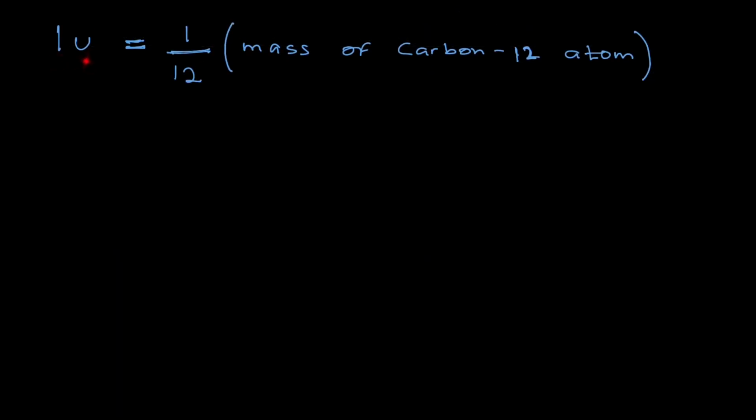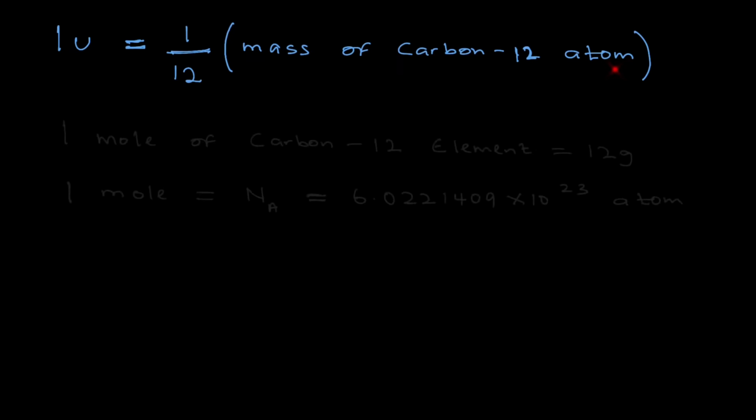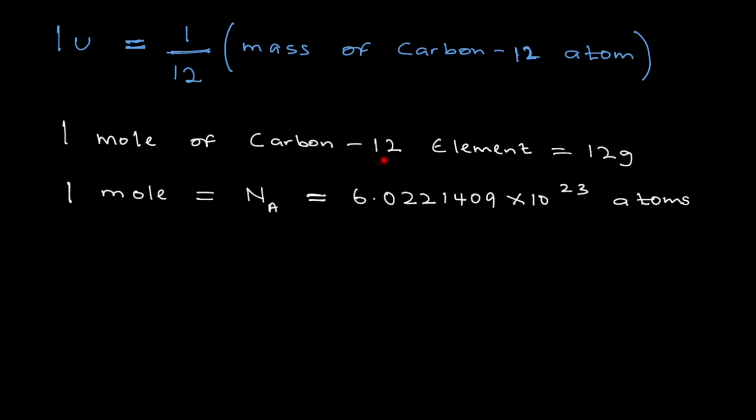1U or AMU equals 1/12 of the mass of a carbon-12 atom. 1 mole of carbon-12 equals 12 grams. 1 mole equals Avogadro's number, and that equals 6.0221409 times 10 to the power 23 atoms of carbon-12.